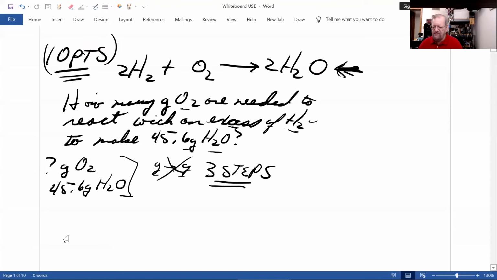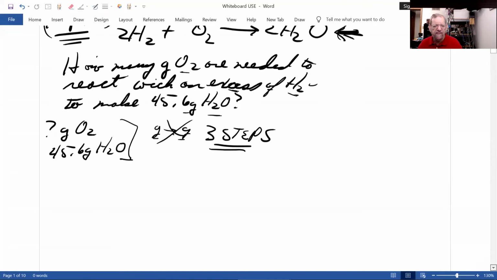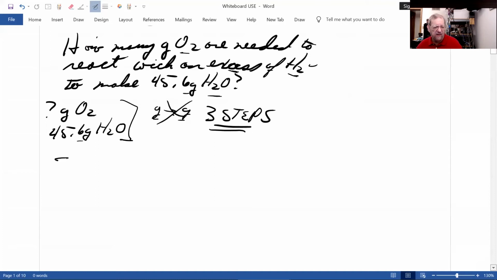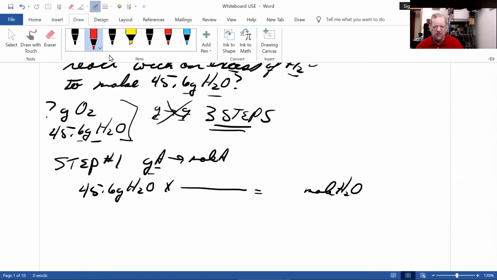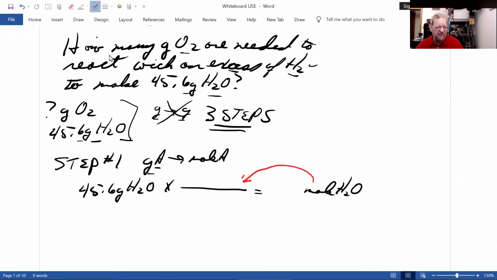So step number one. The only thing we're given in weight is water, grams of A to moles of A. In this case, A is whatever you're given the weight of. So I want to go from 45.6 grams of water to moles of water. And now you can use your good friend, unit analysis. Whatever you're trying to go to gets on top of the ratio, whatever you're trying to get rid of goes underneath, and now write those units in that ratio.